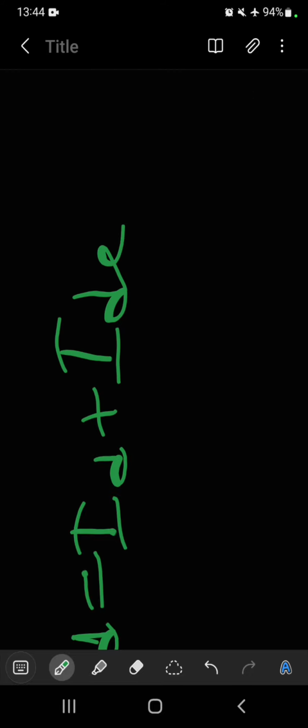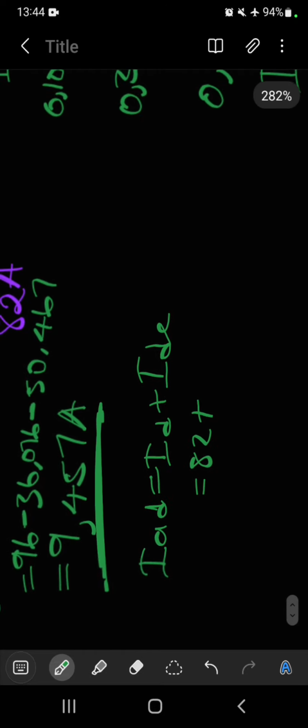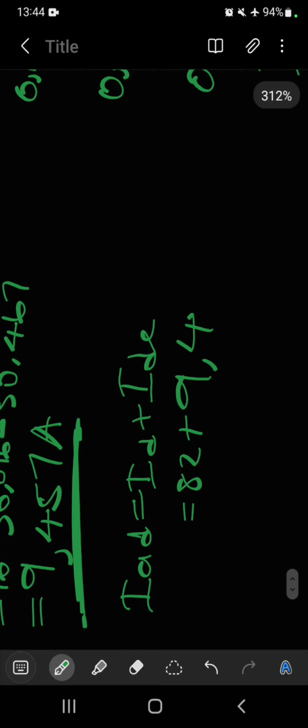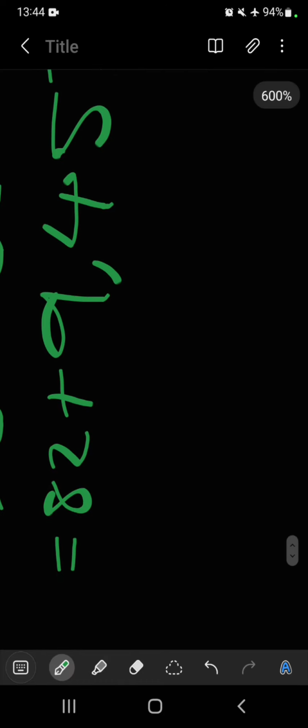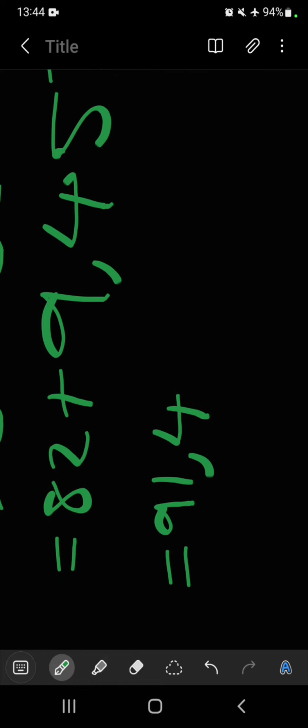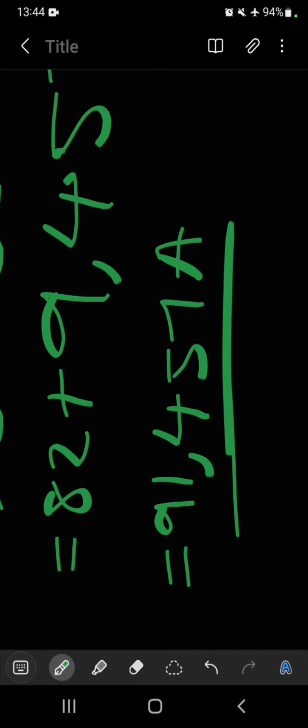So let's go ahead and calculate it. IAD is equal to ID plus IDC. So I think this is 82, and that just gave us 9,457. So answer plus 82. We have 91,457 amps. Right? Those are the currents that you're gonna get when you calculate.